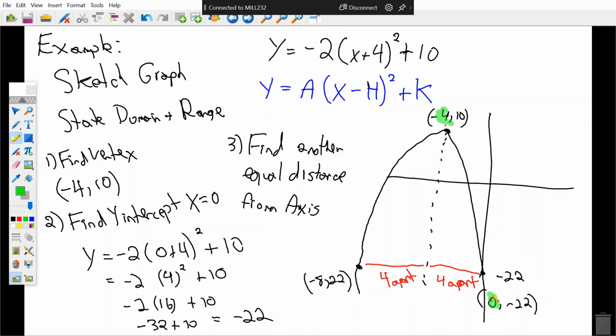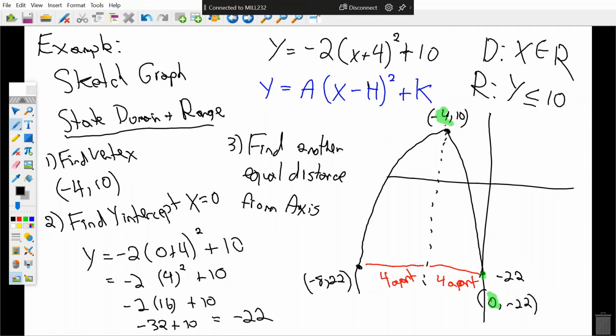We've got our graph. So once again, you find the vertex, you find the y-intercept, you put the other dot equal distance apart, connect your dots, and you're done. The final thing it wanted was the domain and the range. Okay, the domain is x is an element of the real numbers, as it basically always is, as the graph extends forever and contains all x values. The range, the highest y value is 10. The lowest y value is negative infinity. So the range is y is less than or equal to 10.